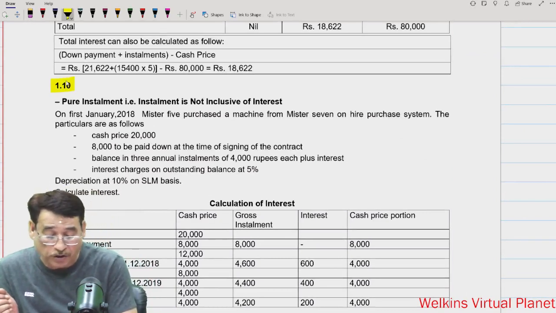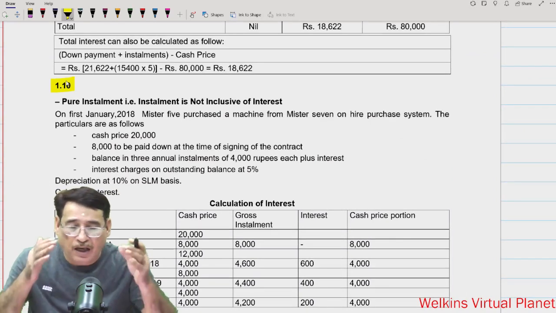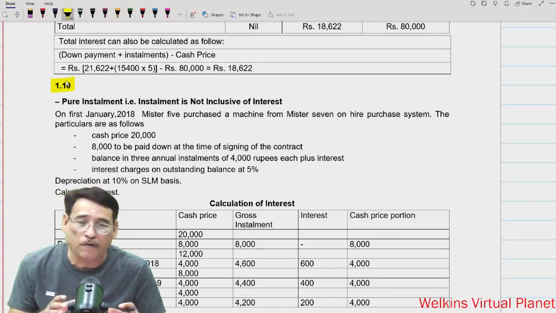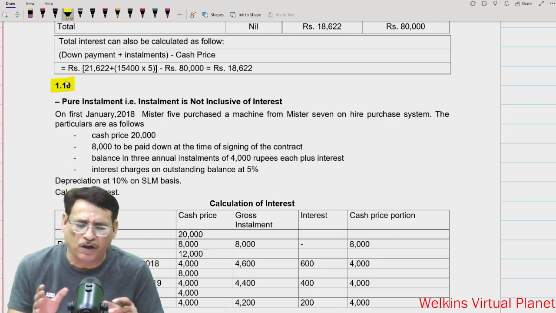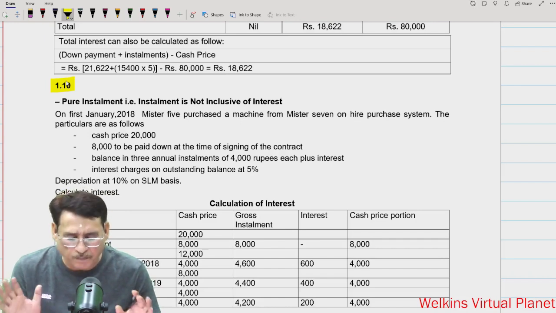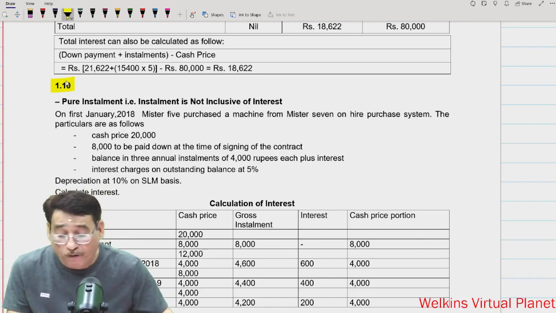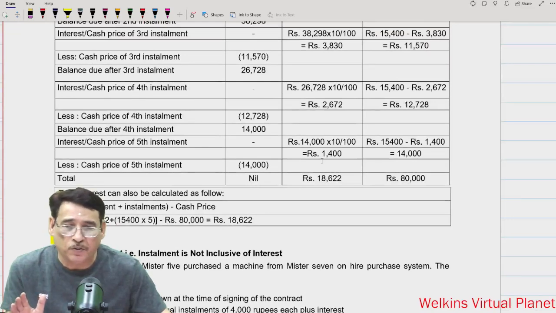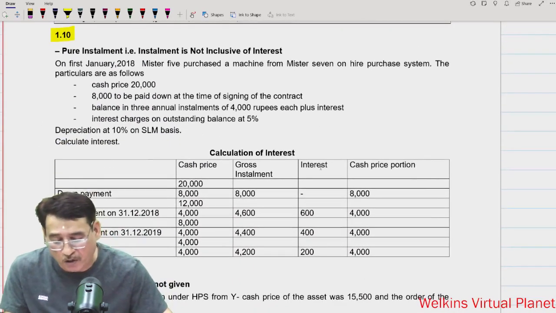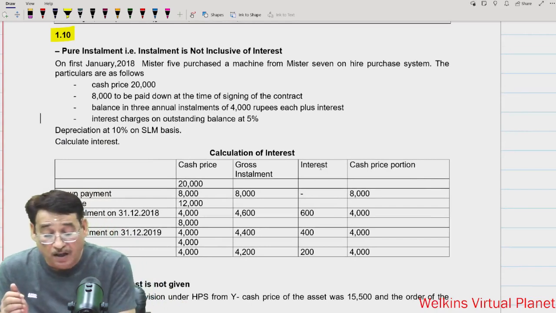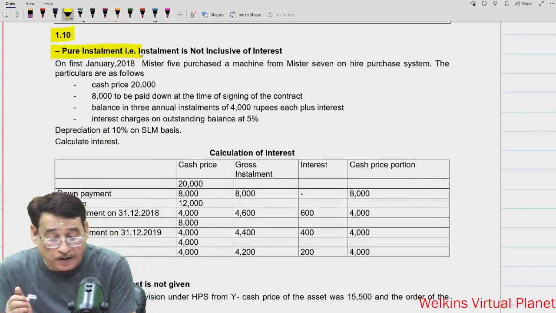Now we are picking up question number 1.10. Actually, when we compute interest, we may face four types of situation, but you need not worry about that. Don't think it's pretty confusing or something like that. It is simple. The first nine questions are related to the methodology which we just adopted for computation of interest. We are going to compute the interest in the same manner, and now we are going to take the second case. The second case is known as the pure installment case.